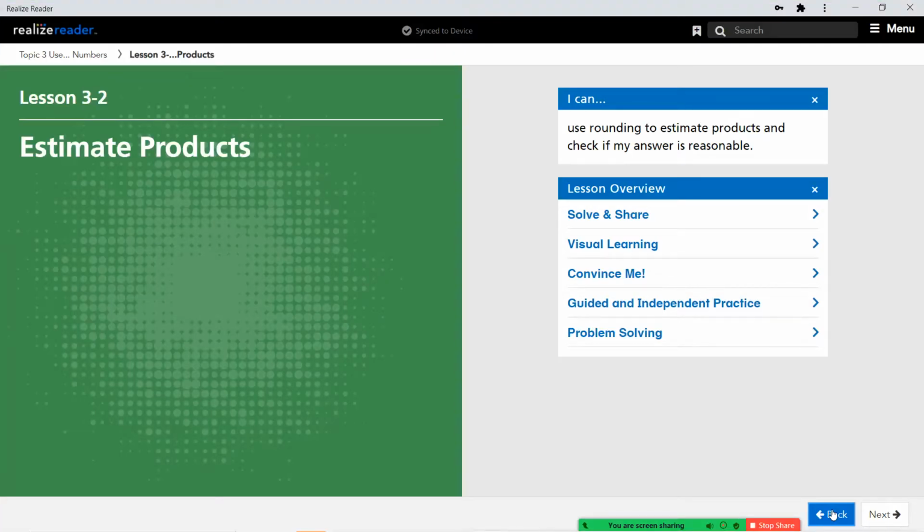Hello, fourth grade, and welcome to lesson 3-2. In this lesson, we're going to focus on how we can estimate the product, especially when we're using either bigger numbers or numbers that are not easy to use as mental math.